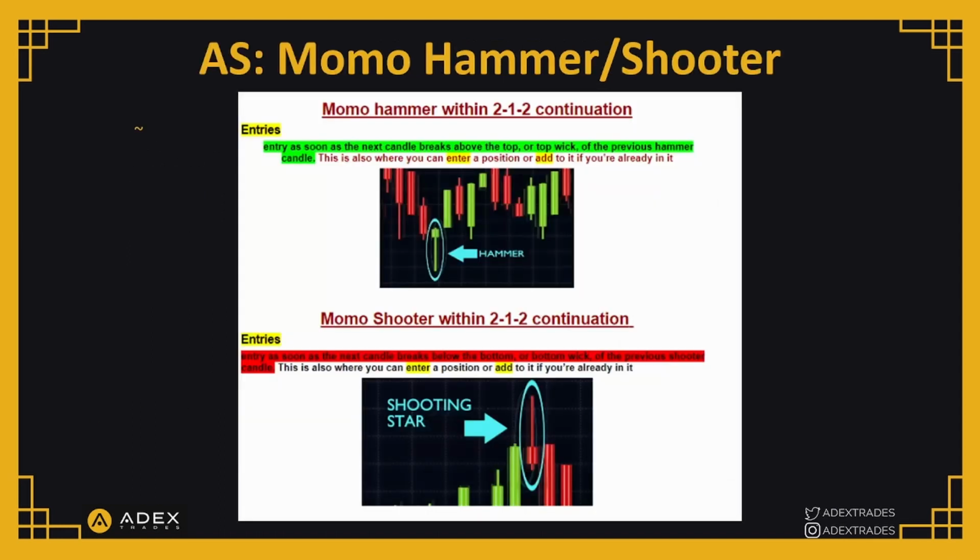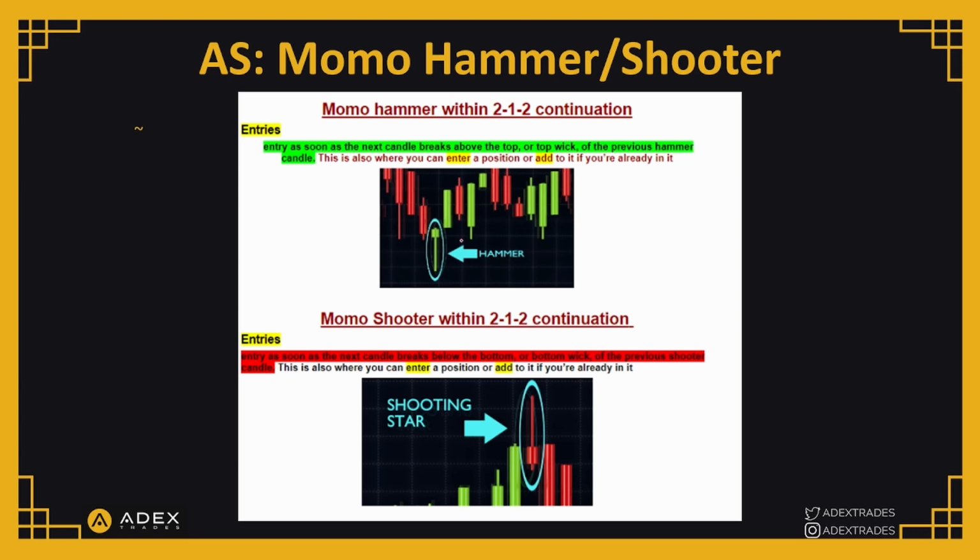Actionable signal: Momo hammers and shooters. The Momo hammer, or the hammer itself, is an actionable signal only if and when you see the continuation off of the Momo hammer. The hammer becomes actionable when the next candle opens and goes above the hammer, because that is therefore a continuation off of the hammer.